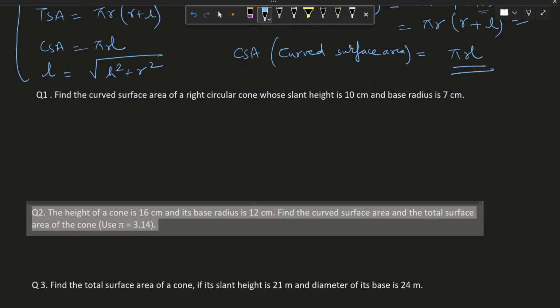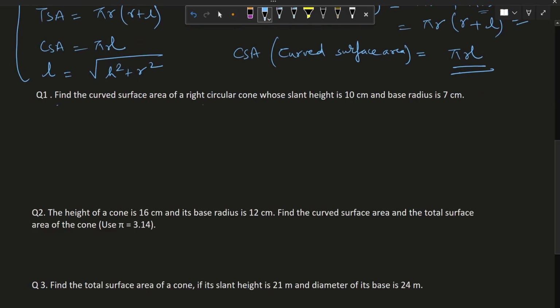First question says, find the curved surface area of a right circular cone whose slant height is 10 centimeter, base radius 7. It's already given what is slant height. There is a difference between slant height and height. Slant height is L. So CSA formula is what? Pi r L.